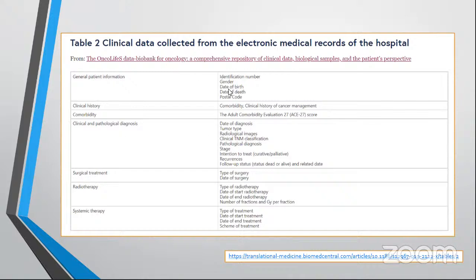Gender. Date of birth, date of death. And what the follow-ups and postal codes are. These are the general information, whereas it will also take certain clinical history of the patient so that they can further do certain management-based study or awareness with respect to the patient.